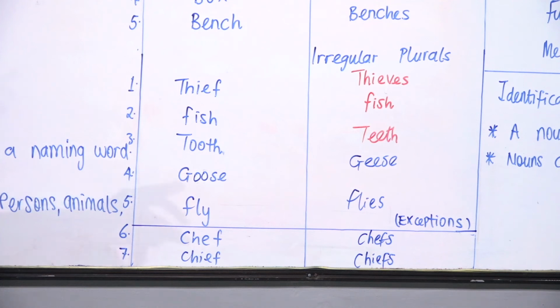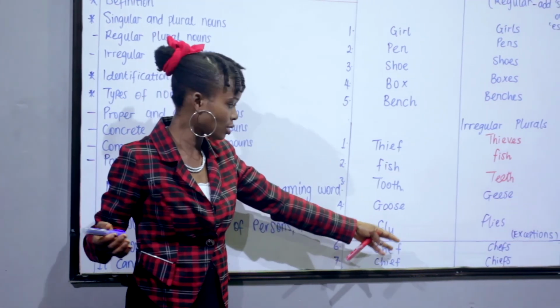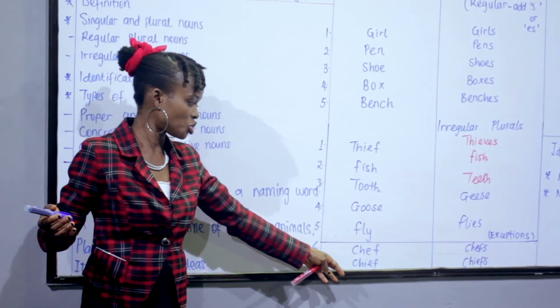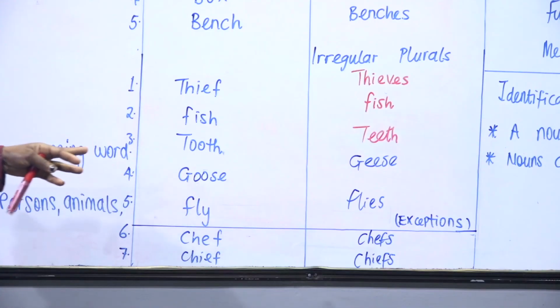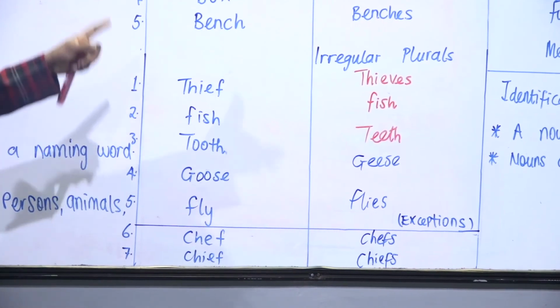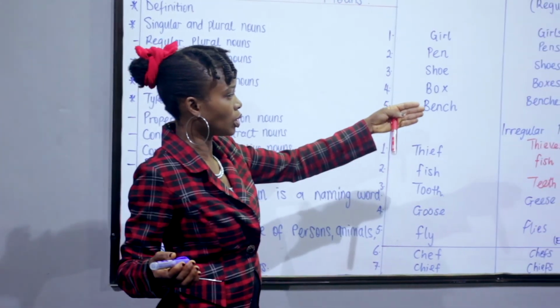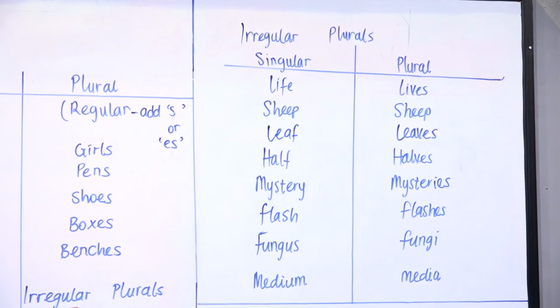We said there are exceptions, like chef, which we said is borrowed from French. Perhaps that's the reason why we don't change the F to VES. Chef, we have chefs. Then we have chief, and then we have chiefs. We don't change the F to VES, but rather add S to them. We don't follow the rule of the irregular plural nouns. And then we talked more about the regular plural nouns, and then how to identify our nouns.